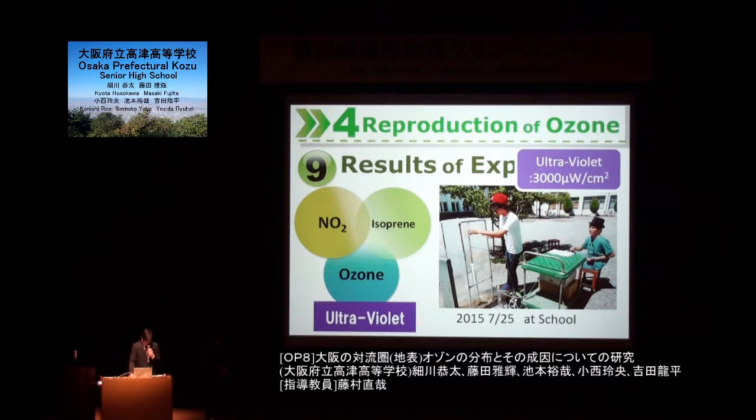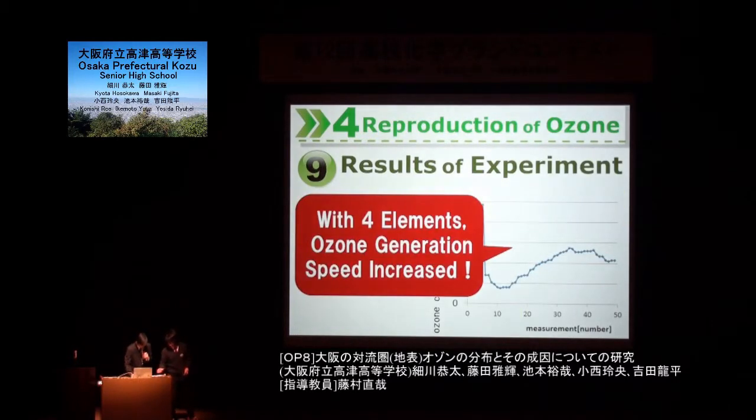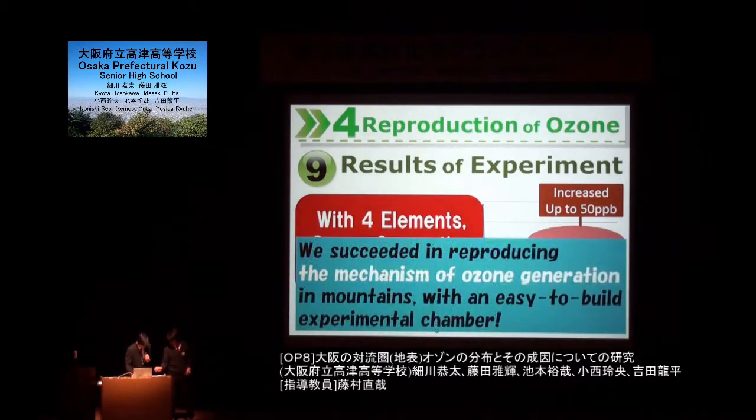Finally, we would like to present the results of the experiment. After making ozone concentration steady and adding isoprene first, it settled again at 21 ppb. After that, as soon as we added NO2 to the chamber, the ozone concentration increased up to 50 ppb. This result confirmed our hypothesis that ozone generation speed increases when all elements are satisfied. In other words, we succeeded in reproducing the mechanism of ozone generation.